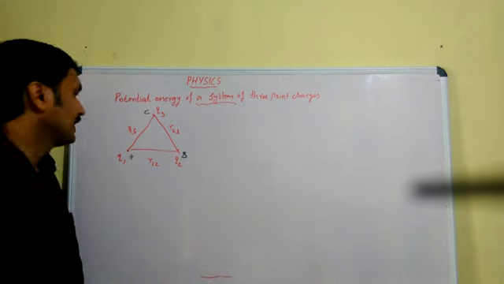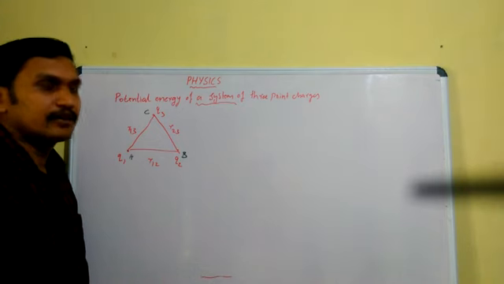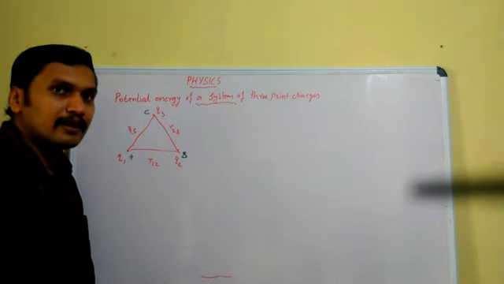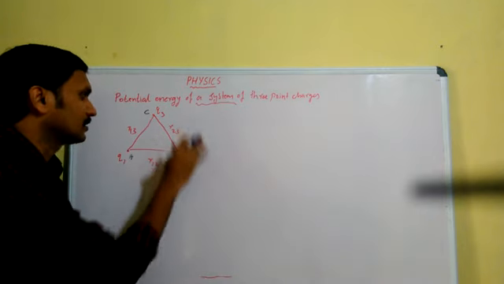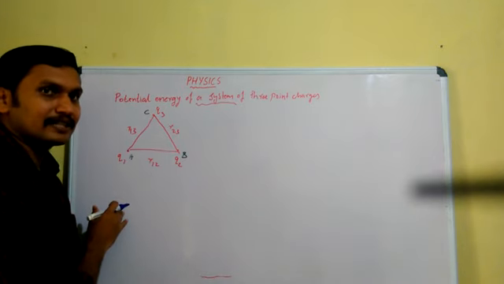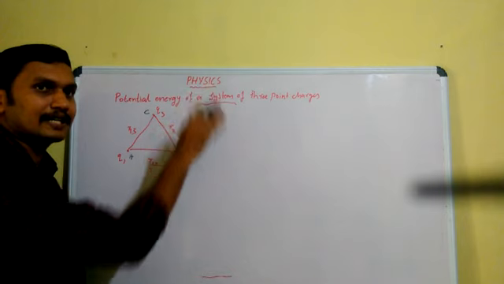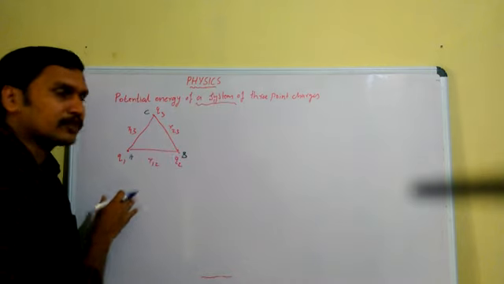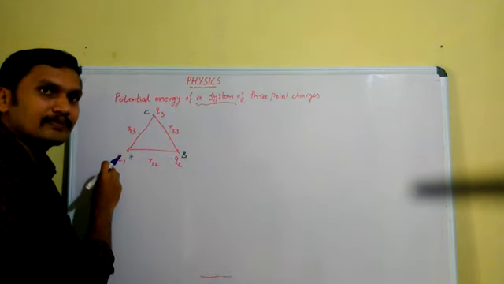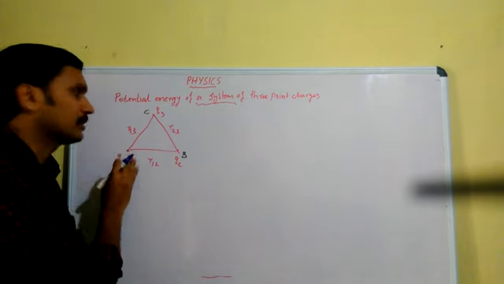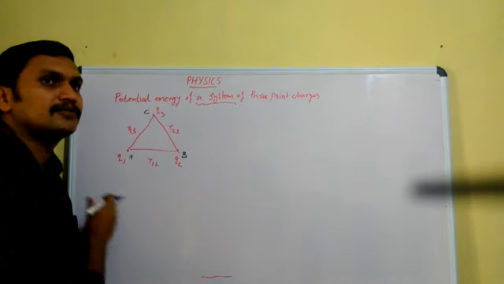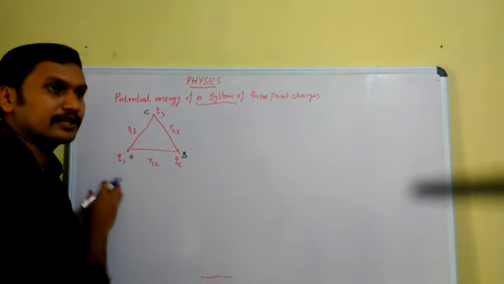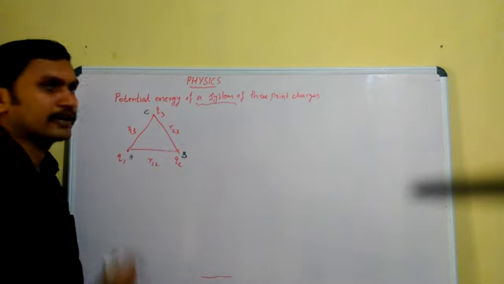But you see, no work is required to bring Q1. Why? Because at this location there are no other charges. Initially we have no other charges here, and first we are bringing Q1. So no work is required, because this is a field-free region. In this region there is no electric field and no potential.